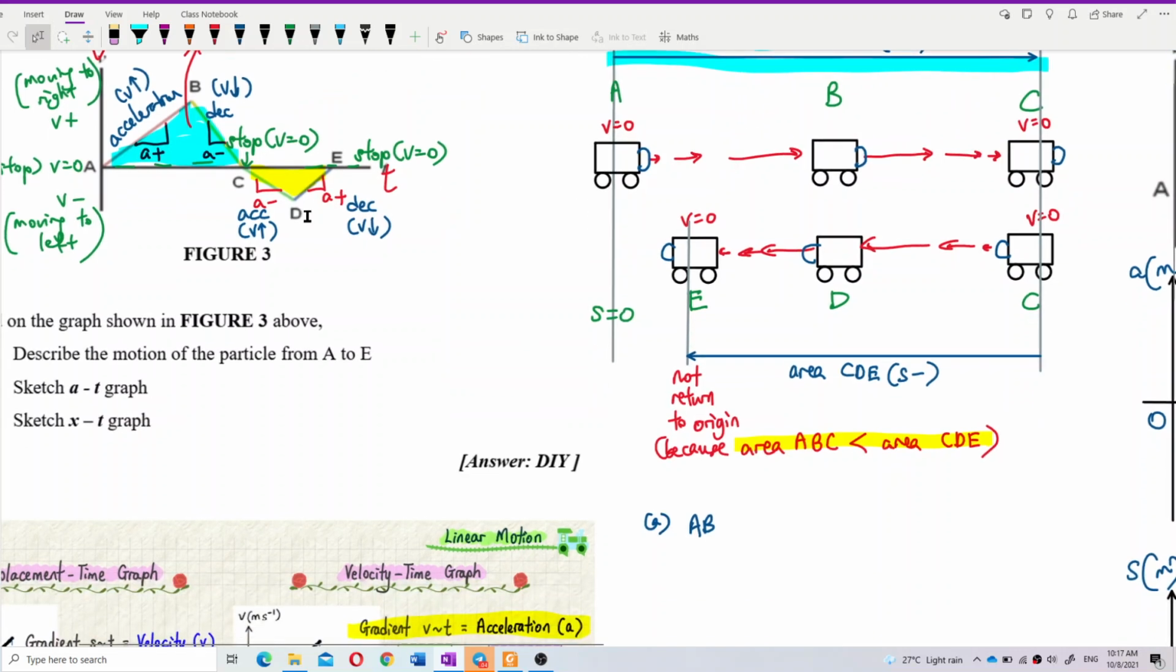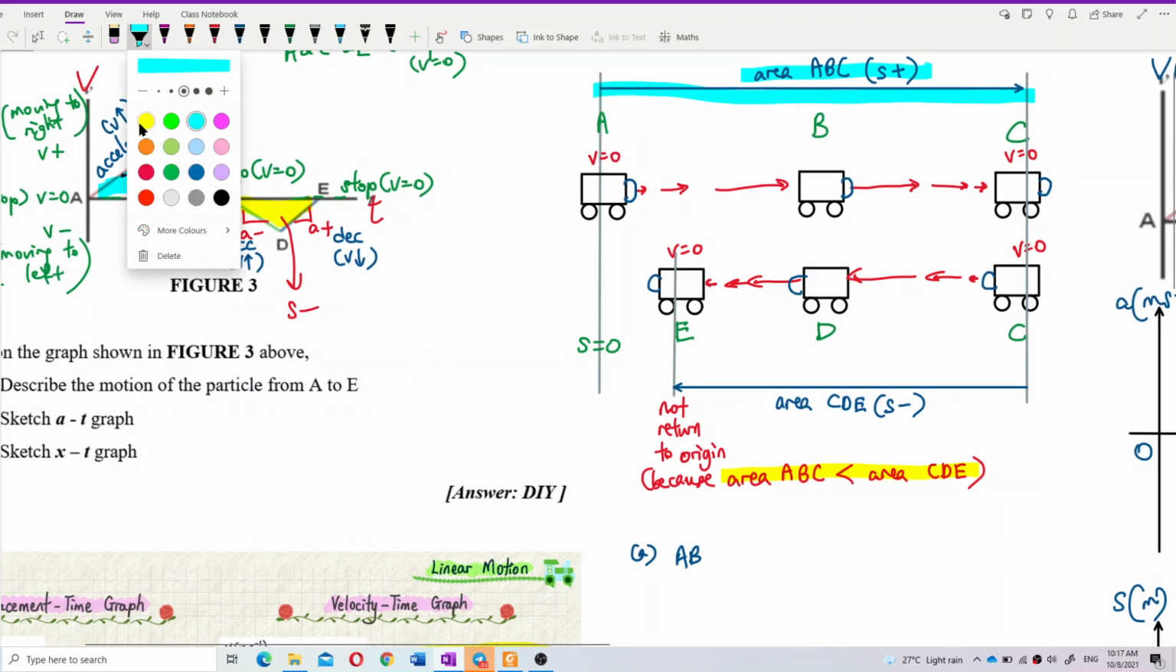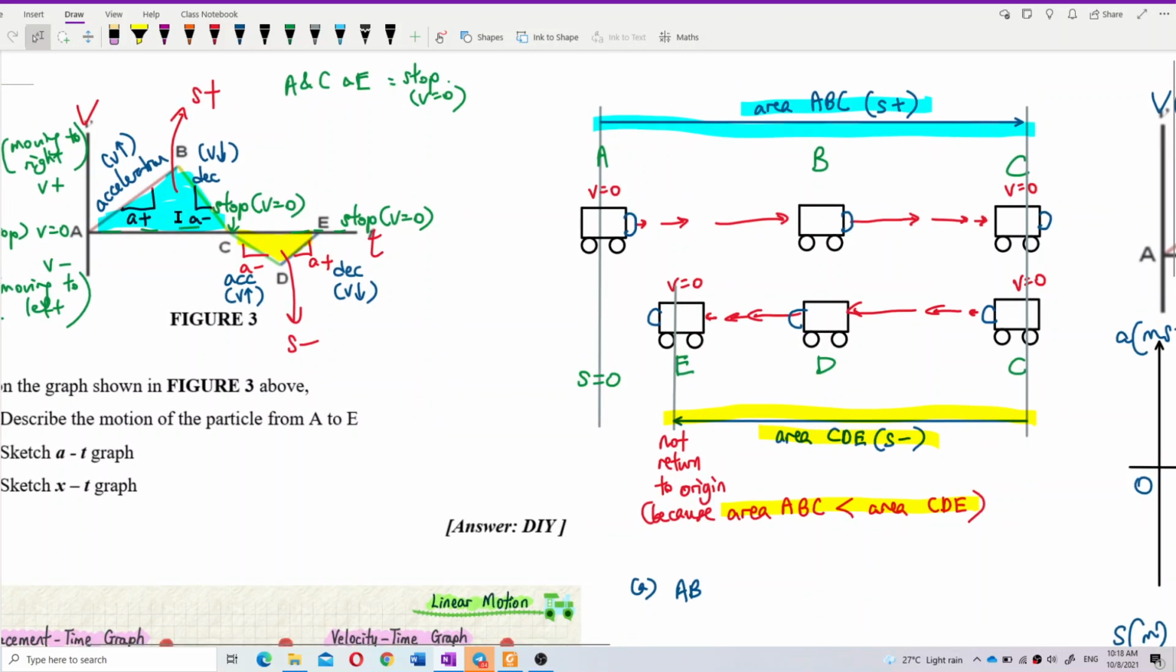Okay. Now how about CDE? CDE is the area below the time axis. Area below the time axis is negative displacement. That means how much displacement to the left, how much the car moved to the left. Okay, I should highlight this one also. This is the displacement to the left. You see that? The blue area is how far it moved to the right. The yellow area is how far it moved to the left.